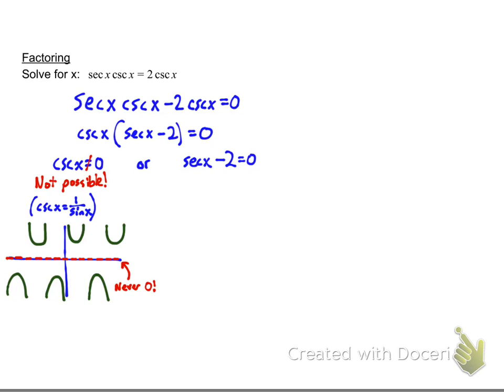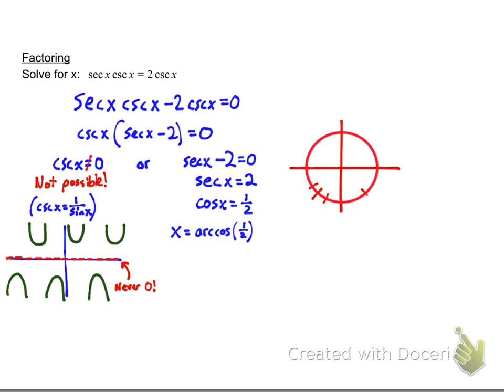On the other hand, secant of x minus 2, we can solve for secant of x. We get secant of x equals 2. And the reciprocal of secant is cosine, and the reciprocal of 2 is 1/2. That is possible. So x is the inverse cosine of 1/2. Well, when does that happen? I feel like we just did this, and we'll do it again.